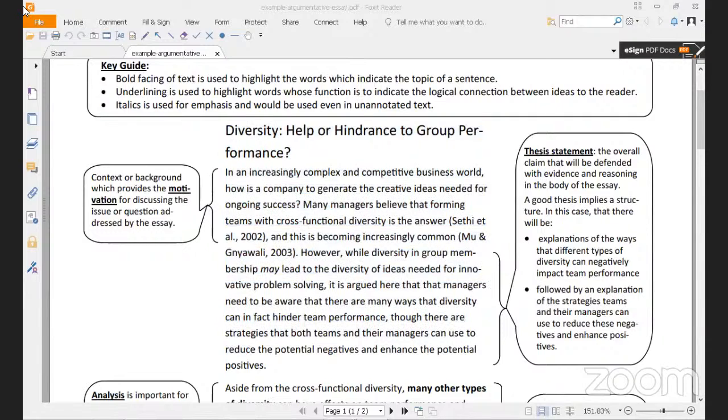Diversity, help or hindrance to group performance in an increasingly complex and competitive business world. How is a company to generate the creative ideas needed for ongoing success? Many managers believe that forming teams with cross function diversity is the answer.